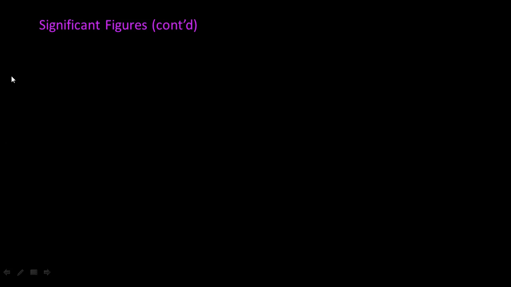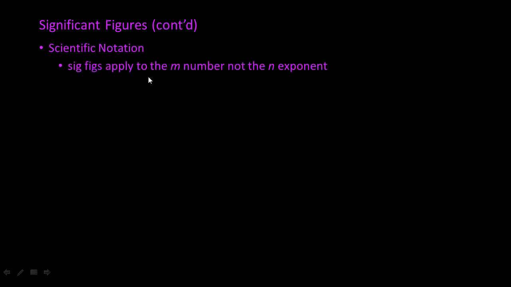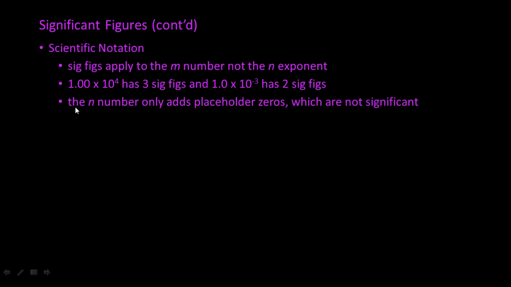Okay, we still have more to learn about significant figures. How do we deal with scientific notation? Well, sig figs only apply to the M number, not to the exponent. So for instance, 1.00 times 10 to the fourth has 3 sig figs because we're looking at the M number, which is the number that comes before the times sign. And 1.0 times 10 to the negative 3 has 2 sig figs because again, the M number, 1.0, has 2 sig figs. So the N number only adds placeholders to the zeros, which is why it's not significant.